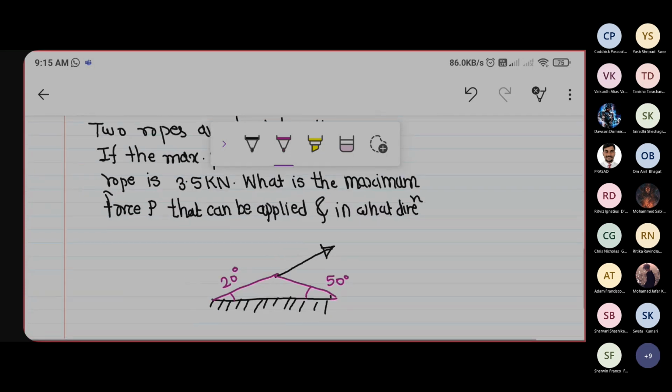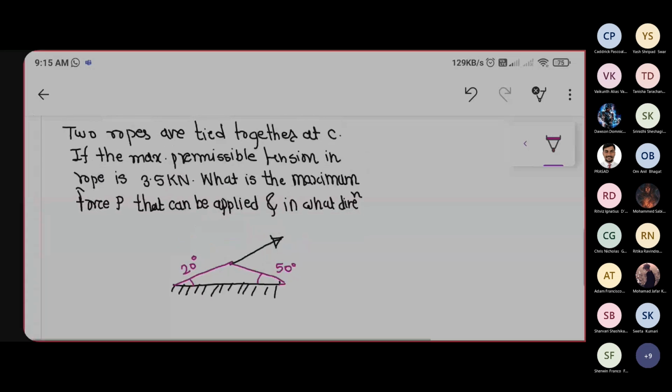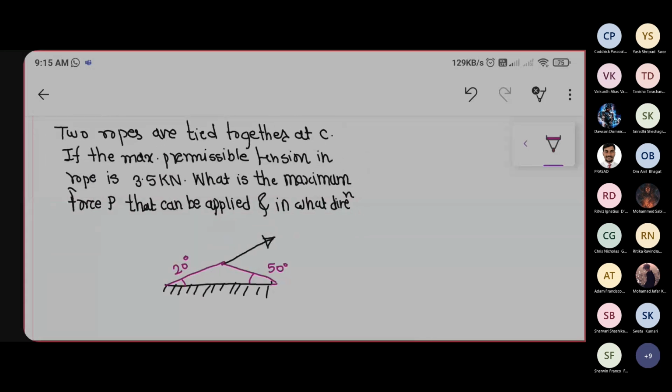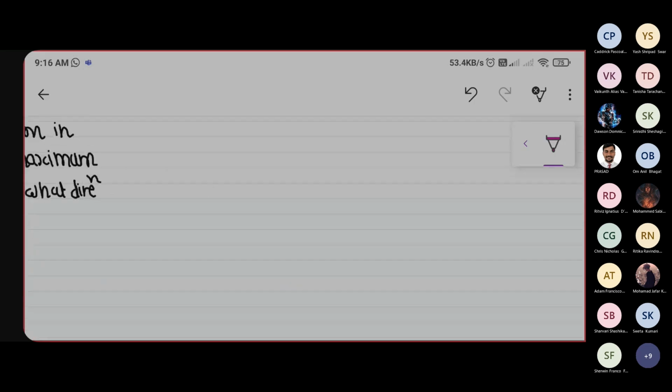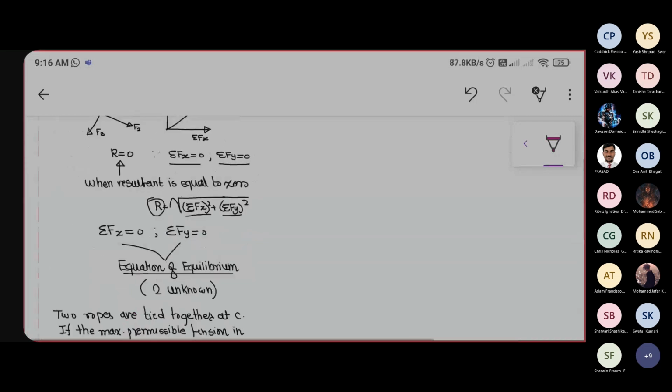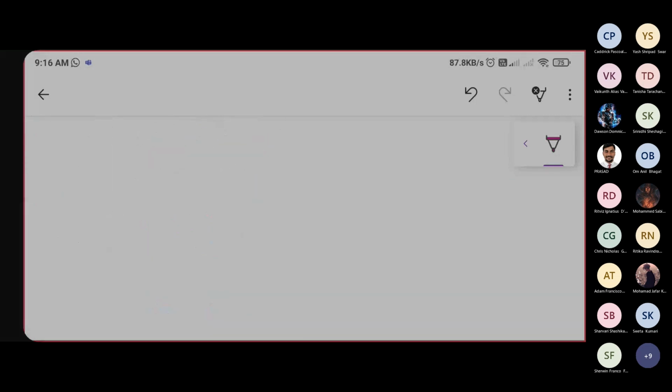Okay, so what is the problem? There are two ropes. By maroon color, I have shown those ropes tied at point C. If the maximum permissible tension in the rope is 3.5 kilonewton, what is the maximum force P that can be applied and in which direction? Now see, I'll give a simple example.